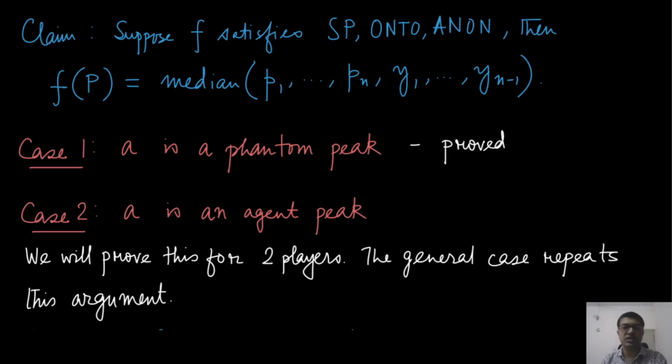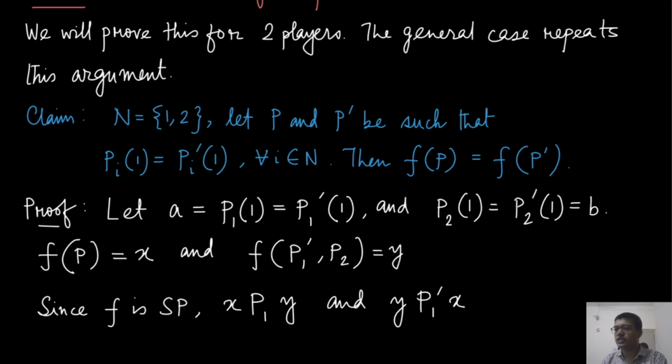Now let us consider case 2, where the median is an agent pick, and in this case we are going to consider only two players. We will show it for two players, and the general case essentially repeats this argument for multiple players, and we will not prove it. So first let us prove this small claim.